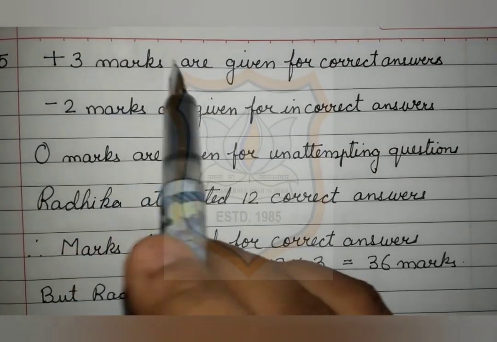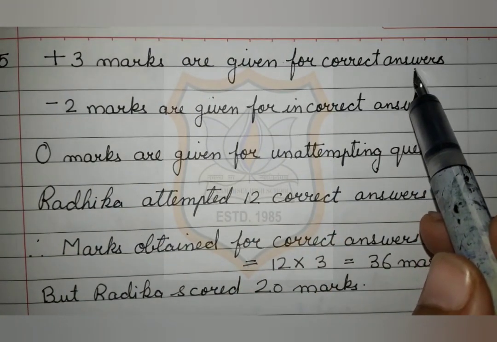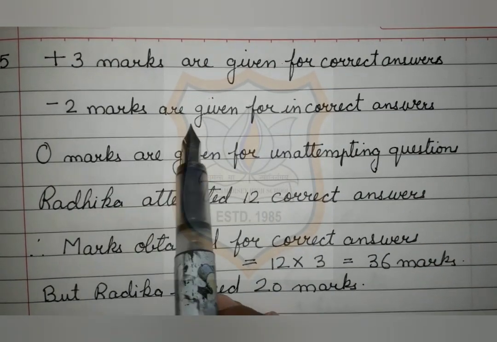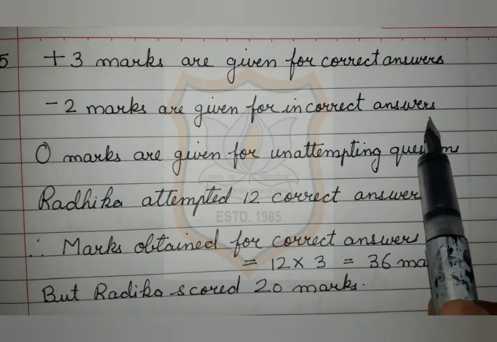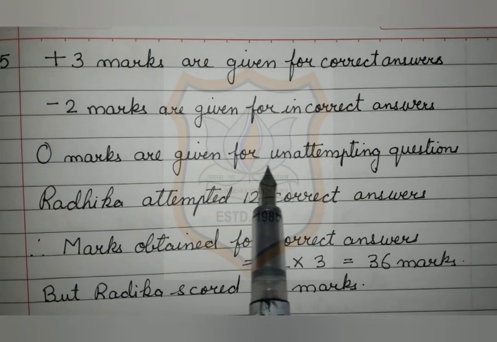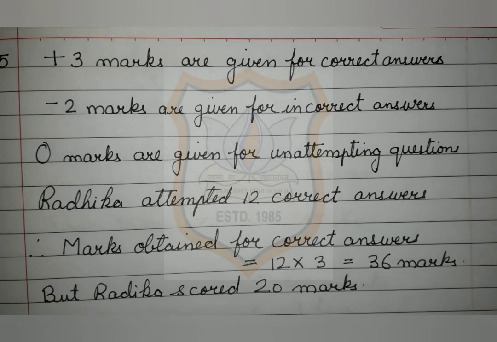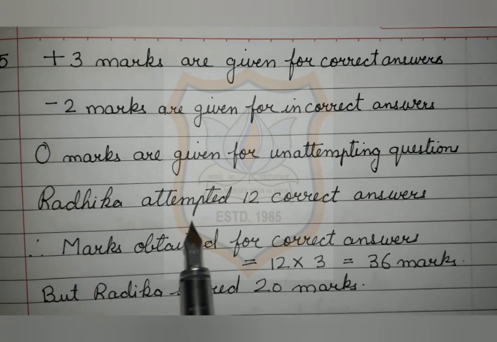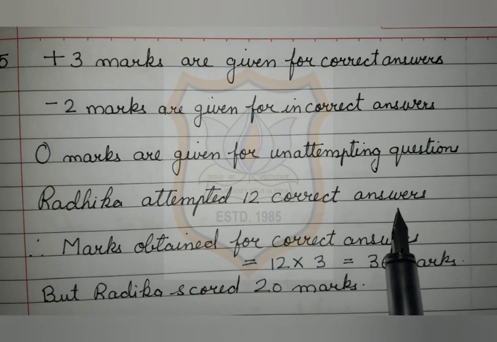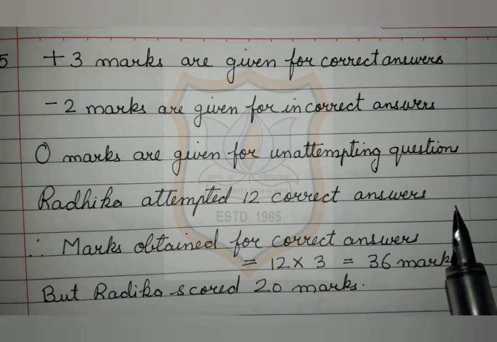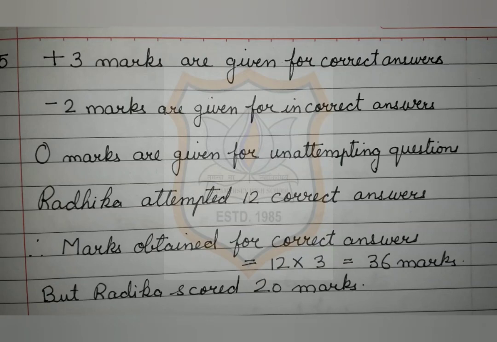Students, plus 3 marks are given for a correct answer, and minus 2 marks are given for an incorrect answer, as already mentioned in the question. 0 marks are given for an unattempted question. Now, Radhika attempted 12 correct answers. We have to calculate the marks obtained by Radhika.